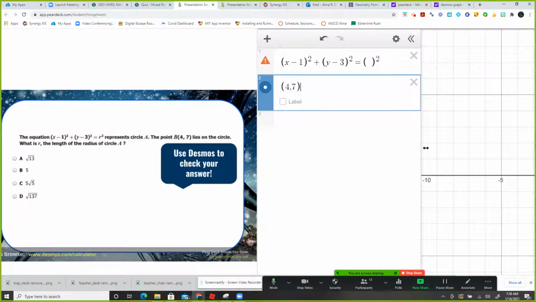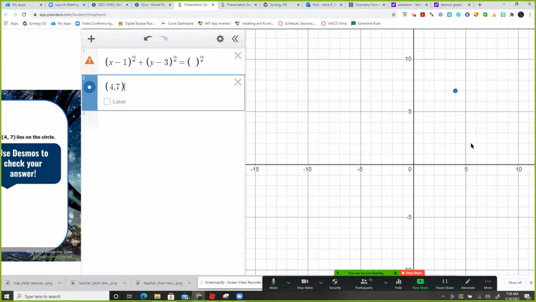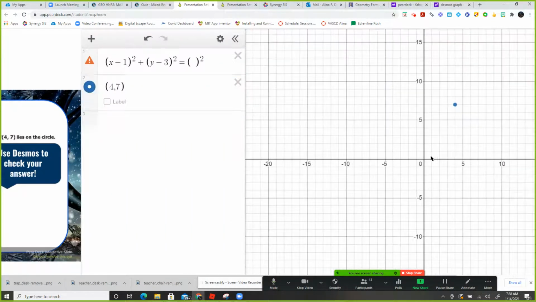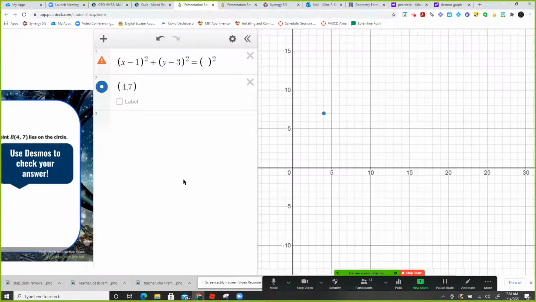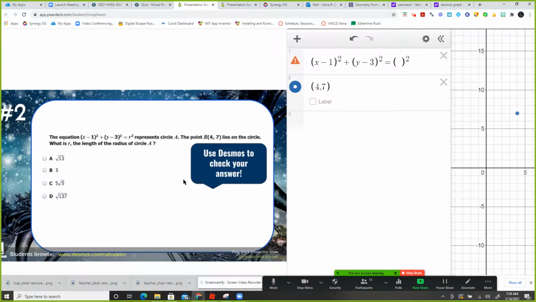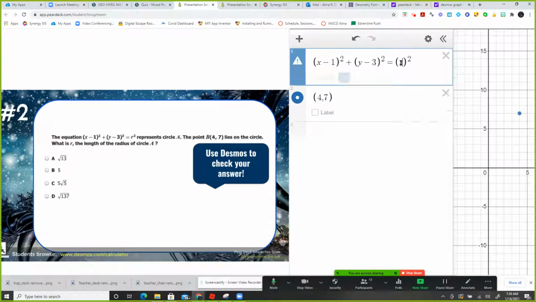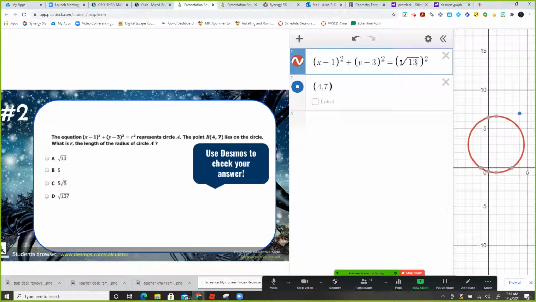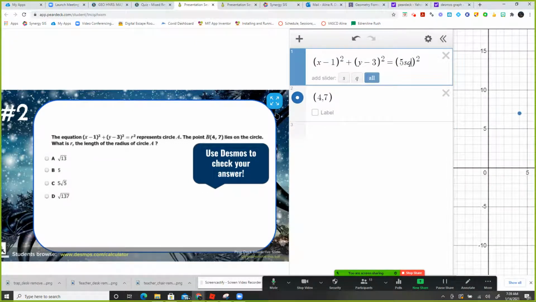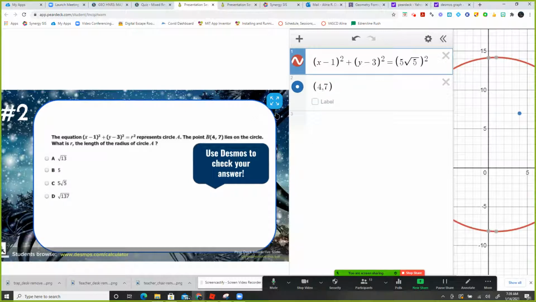And then I need to come over here so I can see my equation, right? So I want my circle to go through that dot. If I put in the square root of 13, that doesn't go through the dot. So I know it's not A. If I put in 5, oops, 5, ooh, it goes through there. So 5 looks like a good answer choice. If I put in 5 and then the square root of 5, that's too big.